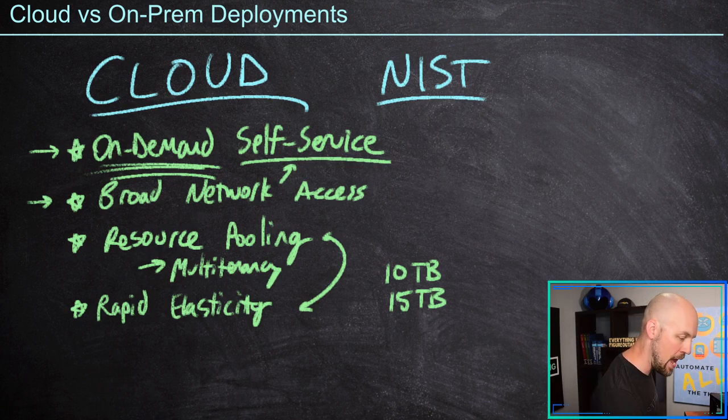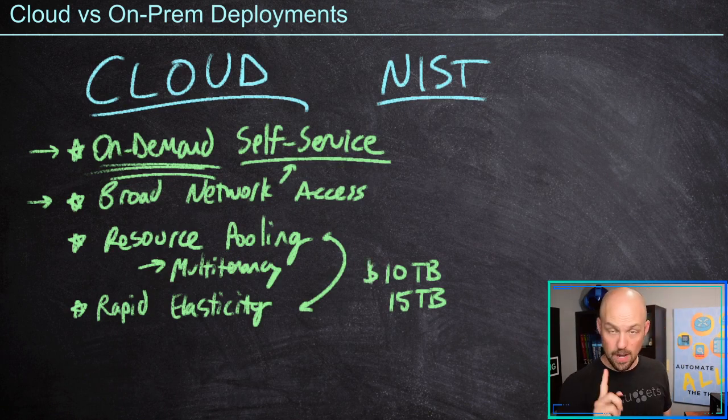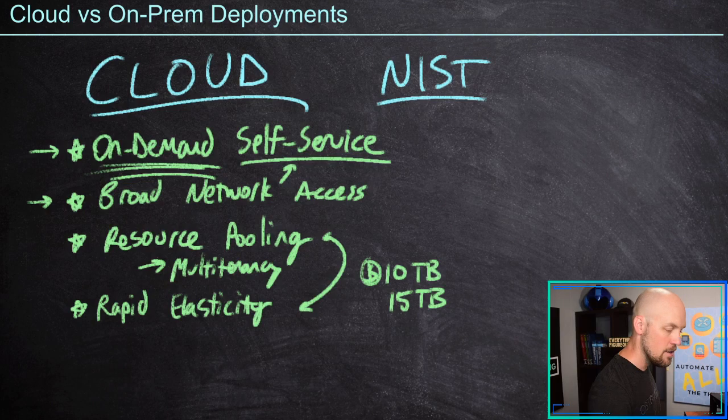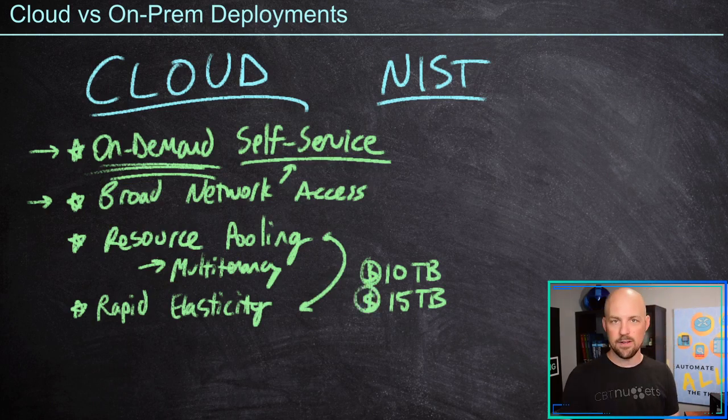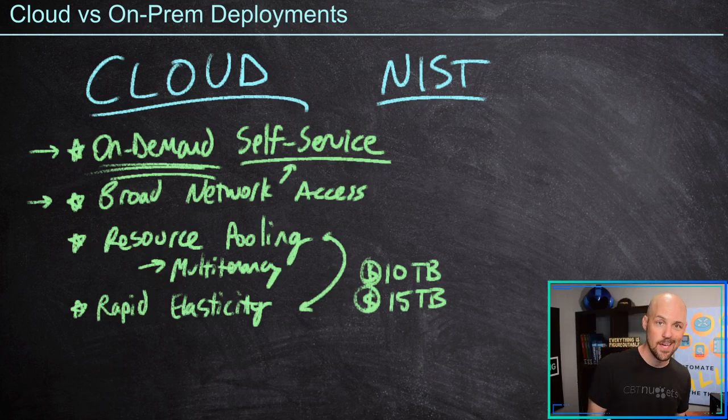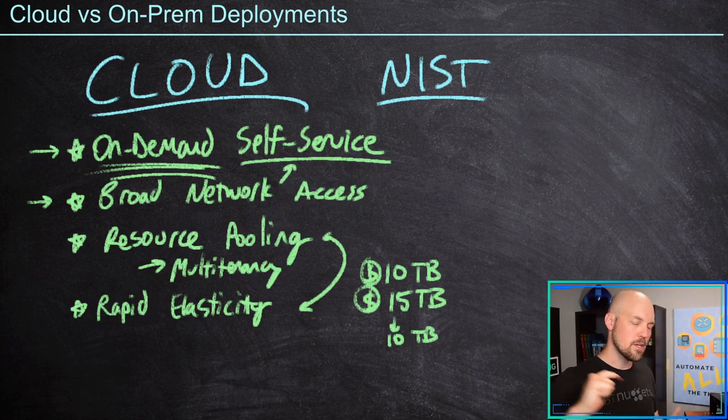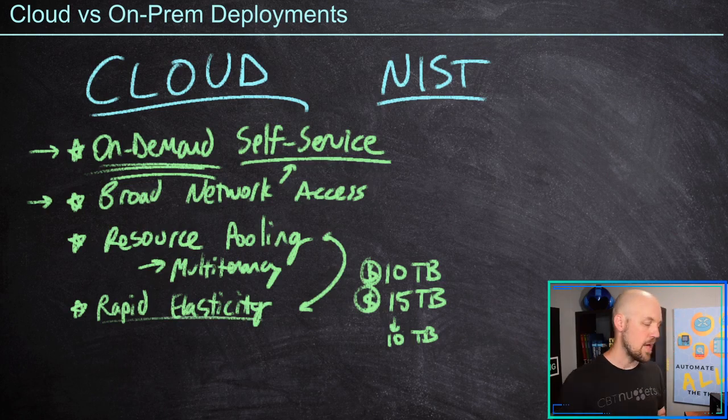So I'm going to pay, which we're going to get into next, by the way, for this 10 terabytes, and then I need to stretch really quickly to 15 terabytes for this season, for 3 months, let's say. And after 3 months, boom, I go back down to 10 terabytes. This elasticity up and down is a key part of a cloud infrastructure. So when I talk about rapid elasticity, that's what we mean by that.